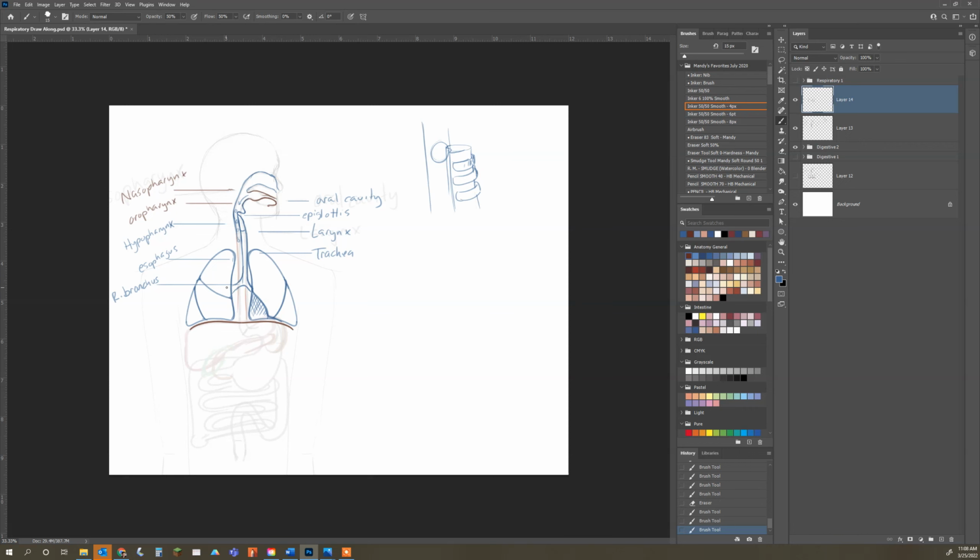Those go into the lungs and they split into this tree-like formation, very similar to the blood vessels that we drew previously when we did the kidneys. Into the bronchioles.